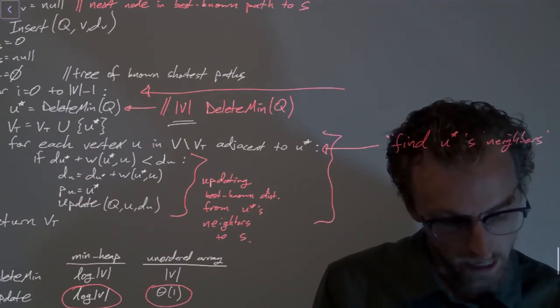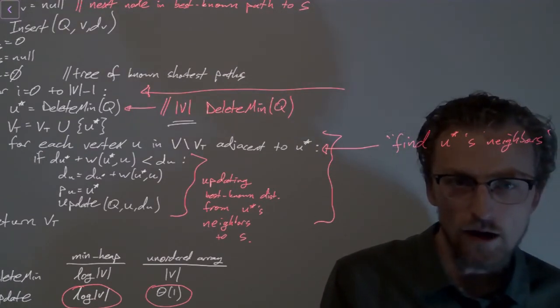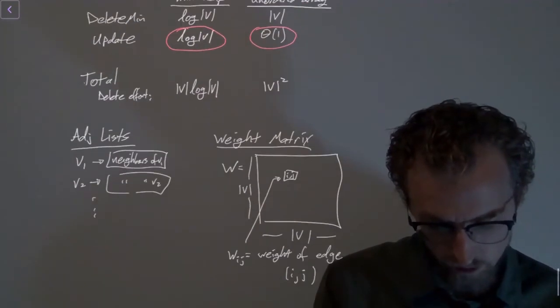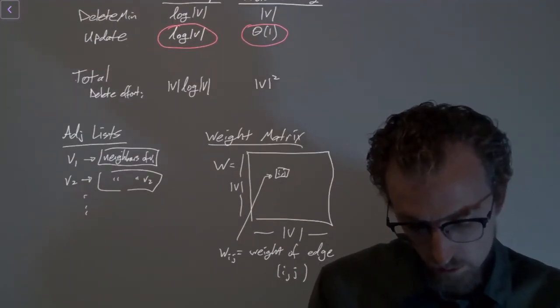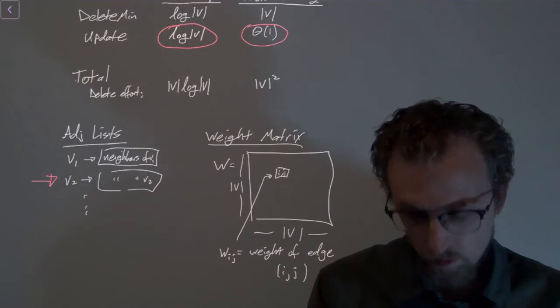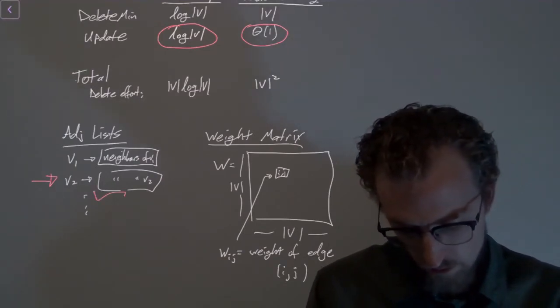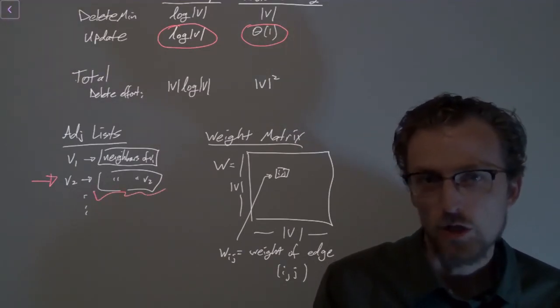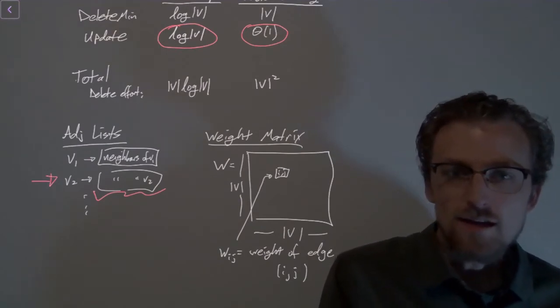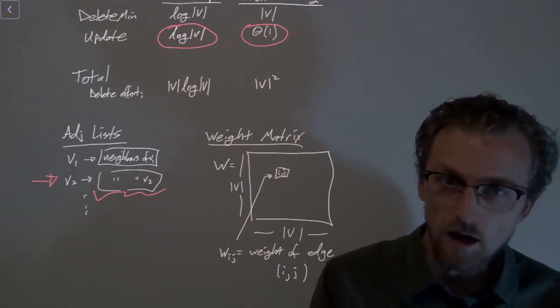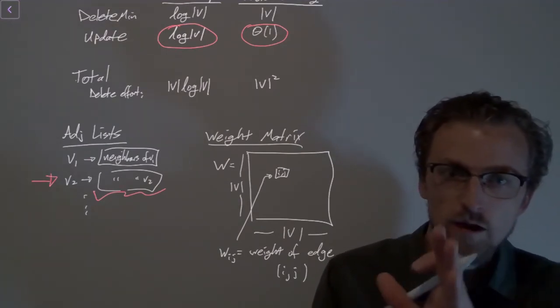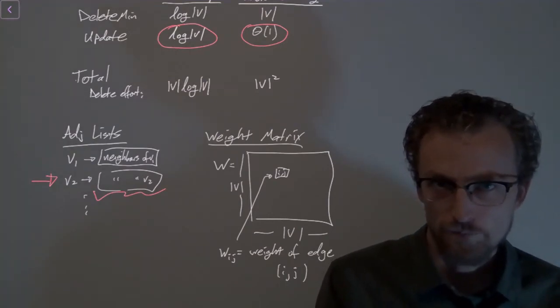And so the question is, how do you find the neighbors of a node in a graph representation? Well, if we are using adjacency lists, let's suppose we're asking the question about V2. Well, there's the list of its neighbors right there. We're done, right? The list of its neighbors is a compact representation of the neighbors. So all you have to do is walk down that list and you're done.